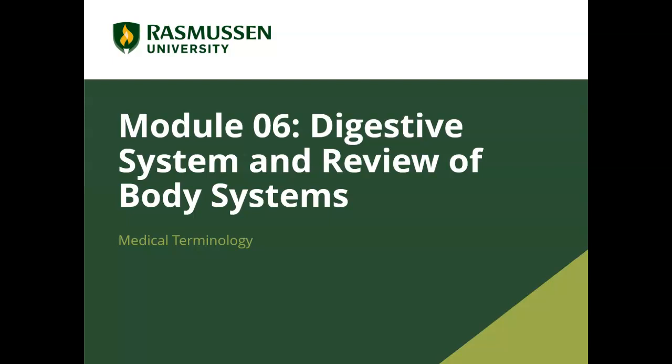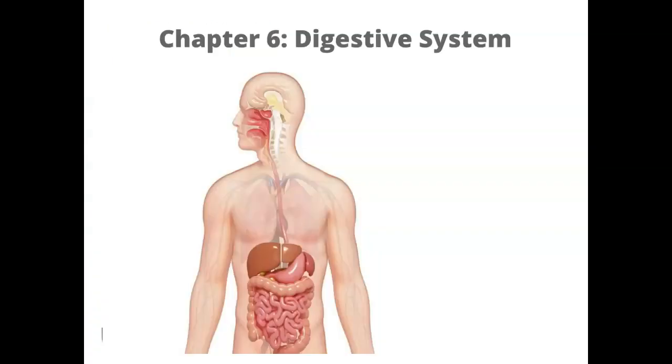So this last topic that we're going to talk about is the digestive system, as well as the review of body systems. It's only going to be one chapter this week, and that chapter is chapter 6. Chapter 6 is discussing the digestive system, which is also called the gastrointestinal system.